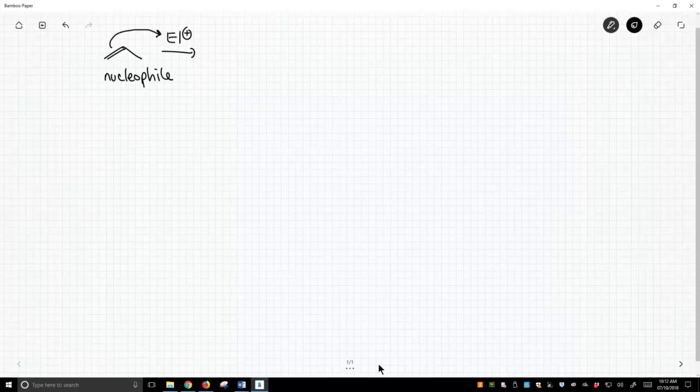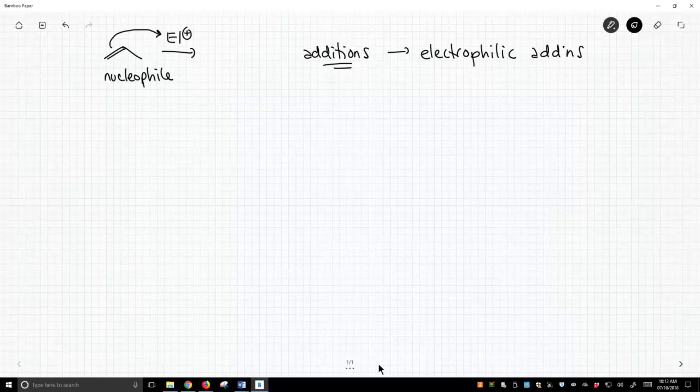And it reacted with an electrophile. And we did addition reactions on this specifically. These were called electrophilic additions. And they're electrophilic additions because what we are adding to the pi bond is an electrophile. So these are electrophilic additions.